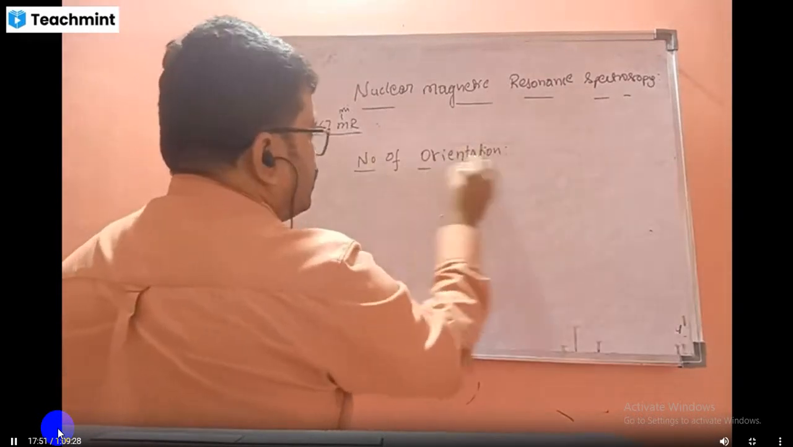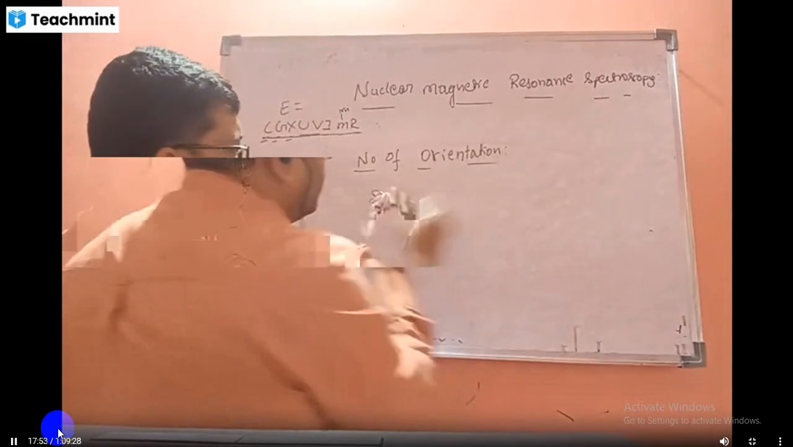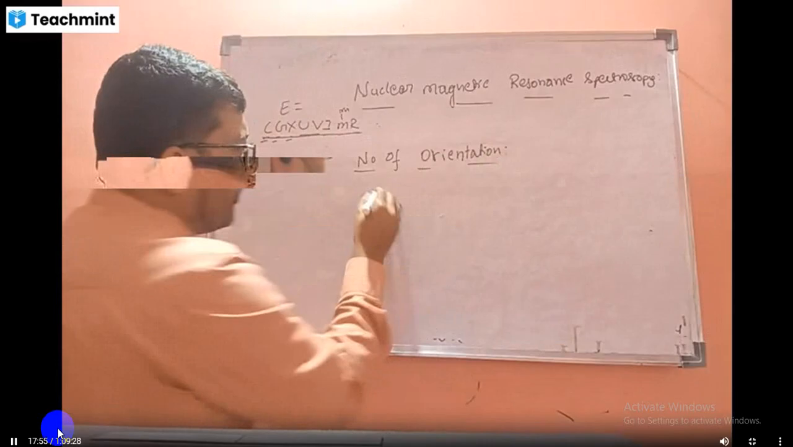Number of orientations. What is the formula? 2I plus 1, where I is spin. For a proton, what is the spin? Spin is 1/2. What is the number of orientations? 2 times 1/2 plus 1 is equal to 2 orientations.